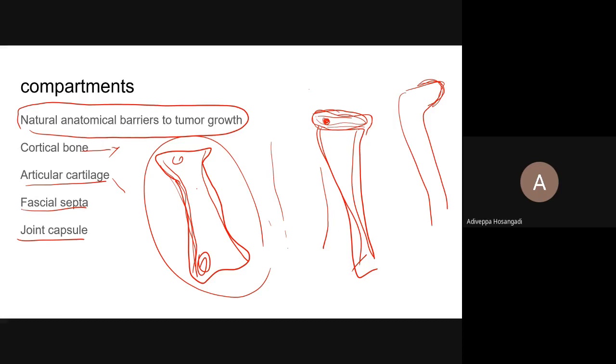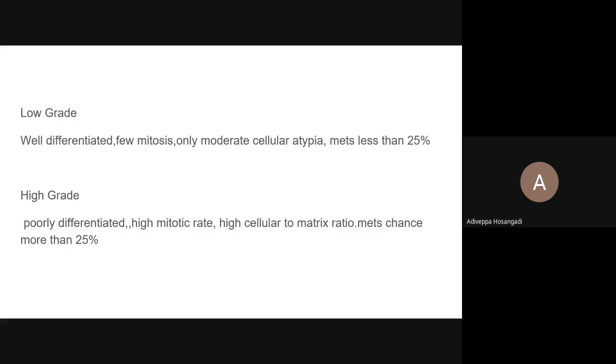Okay, then you will not follow if I say so quickly. So please remember, these are the anatomical barriers. If there is a tumor here, if it breaks and enters the soft tissue, it becomes extracompartmental. Okay, please remember this. So how do you differentiate low grade and high grade?